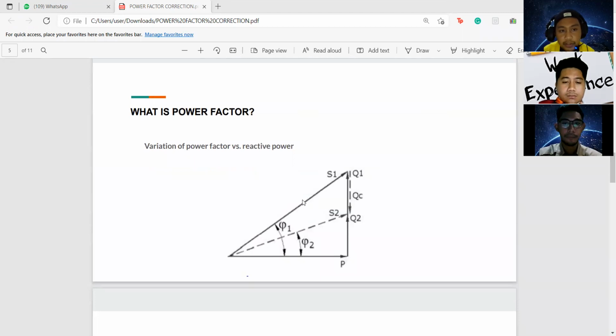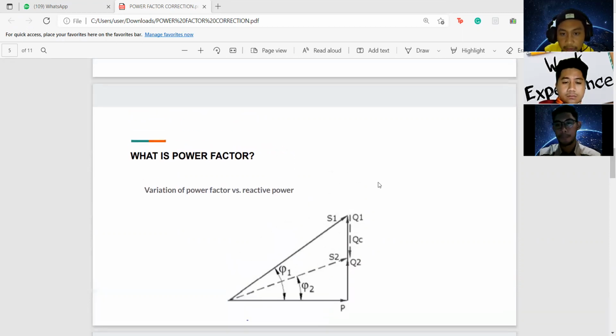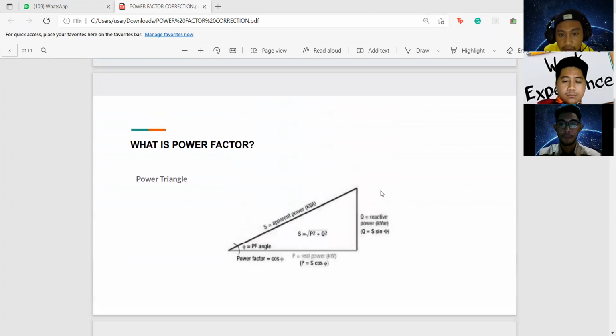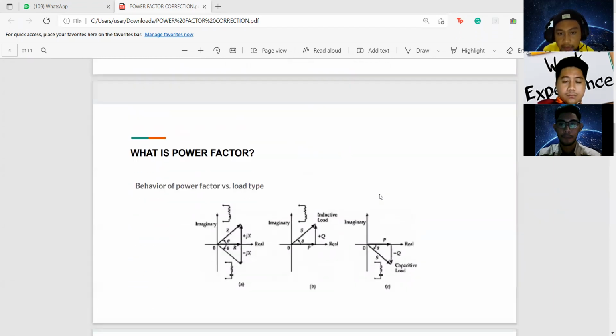Okay. The variance of power factor versus reactive power. As you can see, the angle will be less than 90 degrees, between 0 and 90 degrees, for the reactive power and also the apparent power.